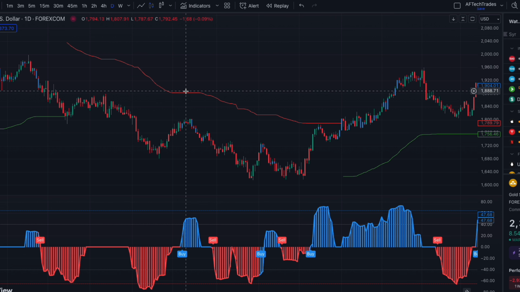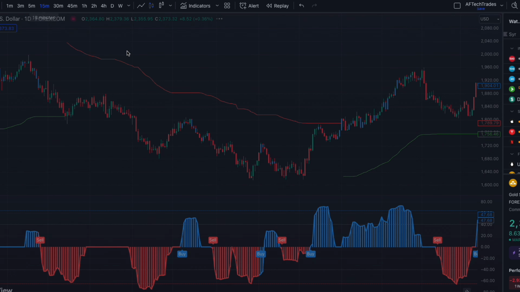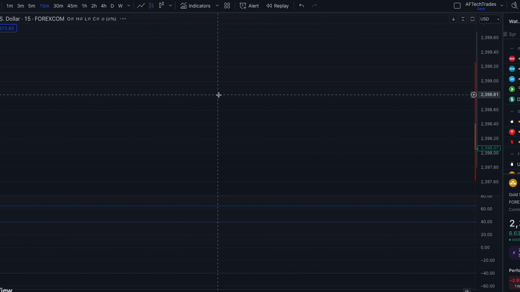And I will recommend you to take this trade from 15-minute time frame upward. Currently we're on the daily time frame, so let's head over to our 15 minutes time frame and see what we can do there.